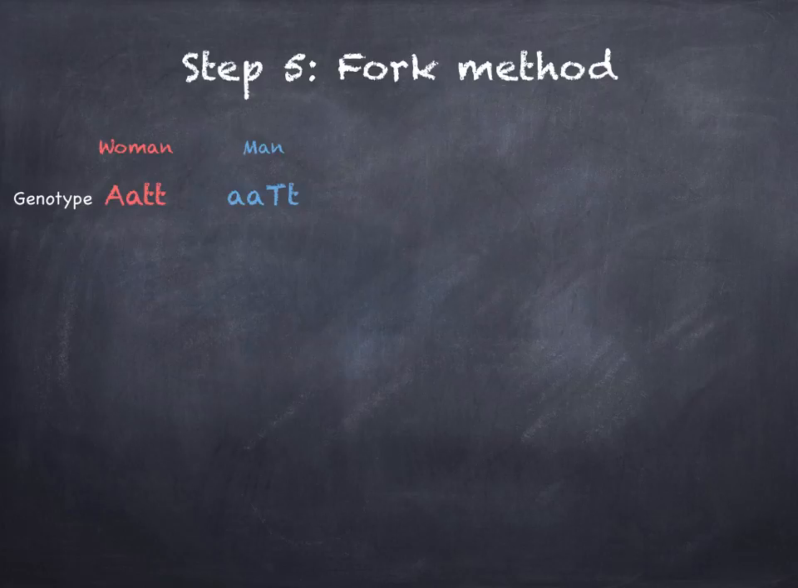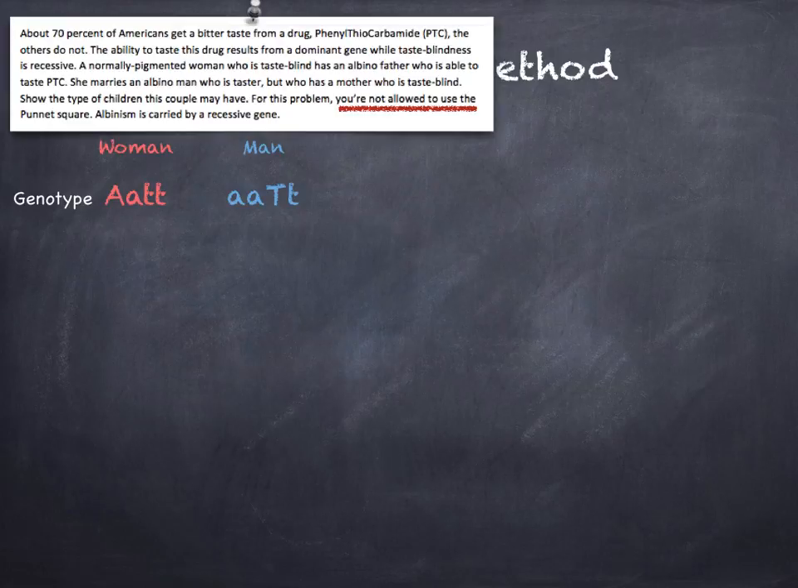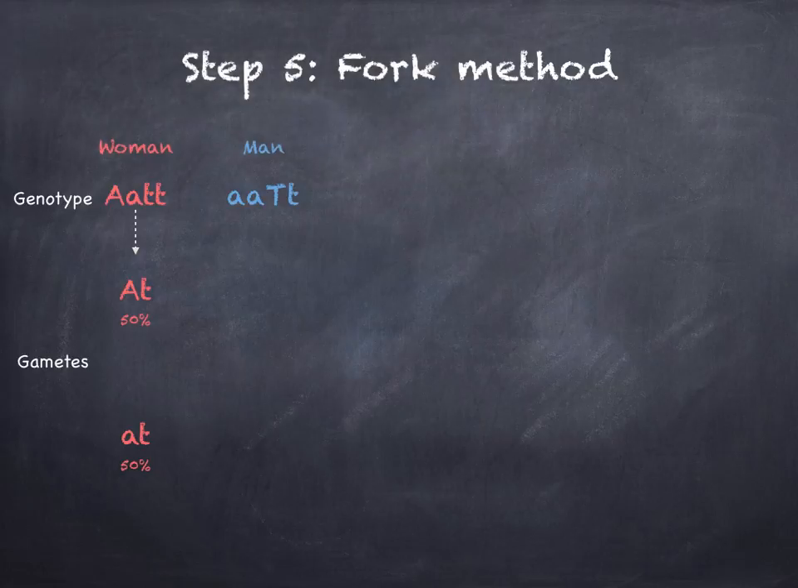Here, a little precision in this text was that we were not allowed to use the Punnett square. In the practice, I didn't mention that, so you can also use the Punnett square if you feel comfortable with it. I will cover here the four-line method, which is the way we do it when you don't use the Punnett square. So again, the woman has big A, small t as a genotype, so she produces 50% of gametes containing big A, small t, and 50% of gametes containing small a, small t.